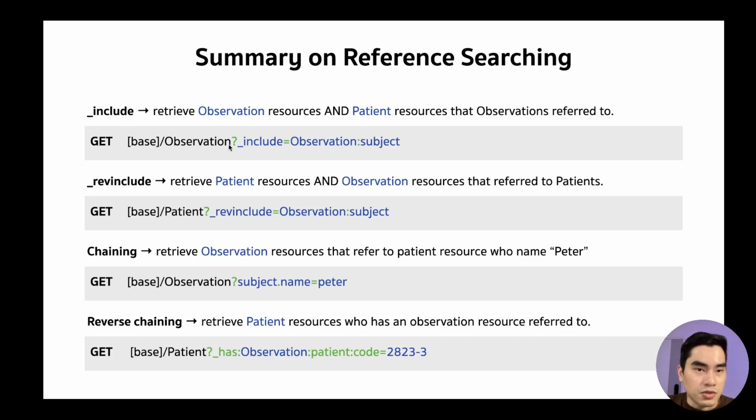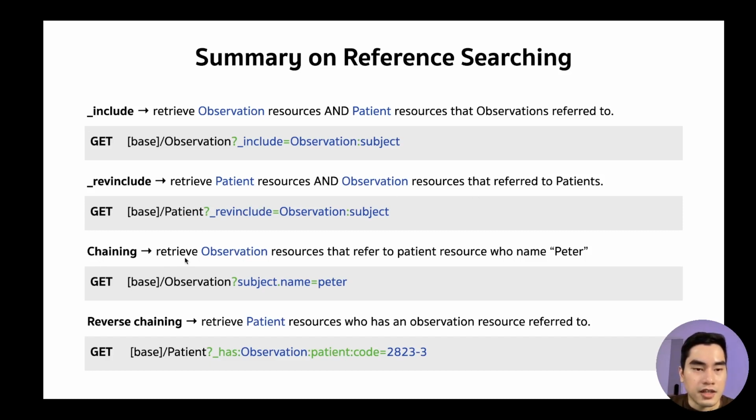If you use _include like this, you search observation and include Observation:subject, it will retrieve the observation resource and include the patient resource that the observation refers to. If you use _revinclude like this one, you will retrieve the patient resources and the observation resources that refer to this patient. It's quite similar, but it's in the other direction. This one is observation and the patient it refers out to. This one is patient and the observations that refer in to the patient.